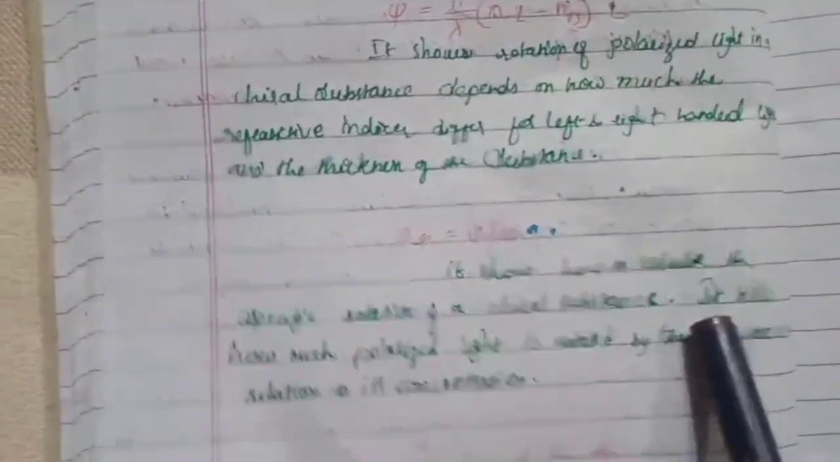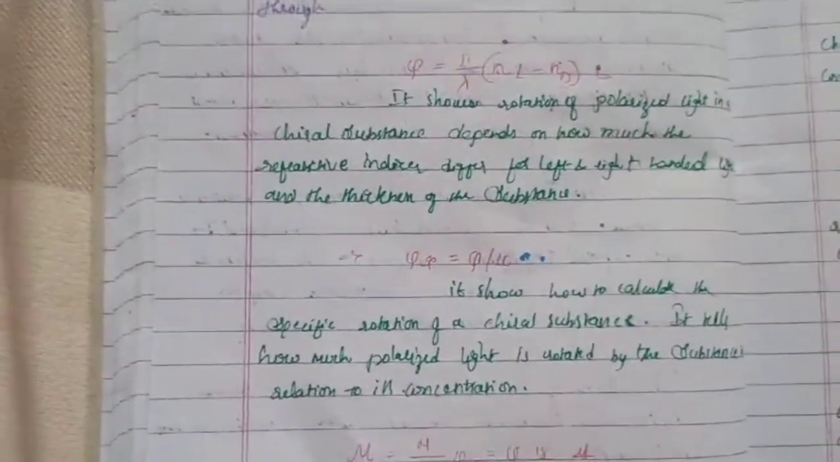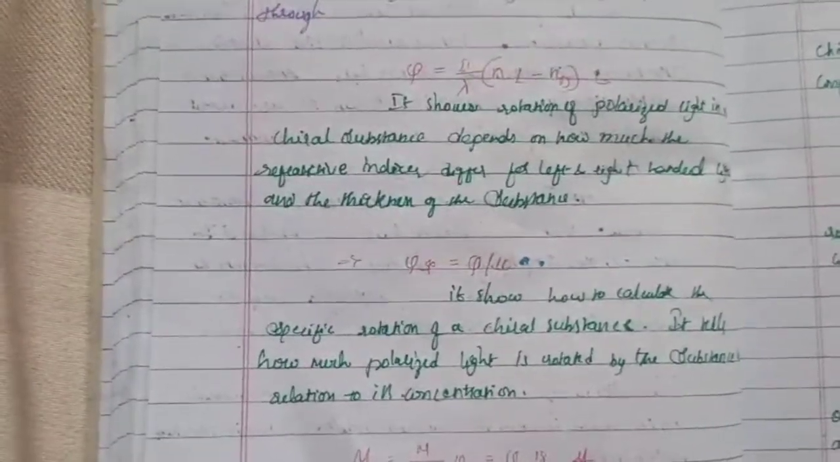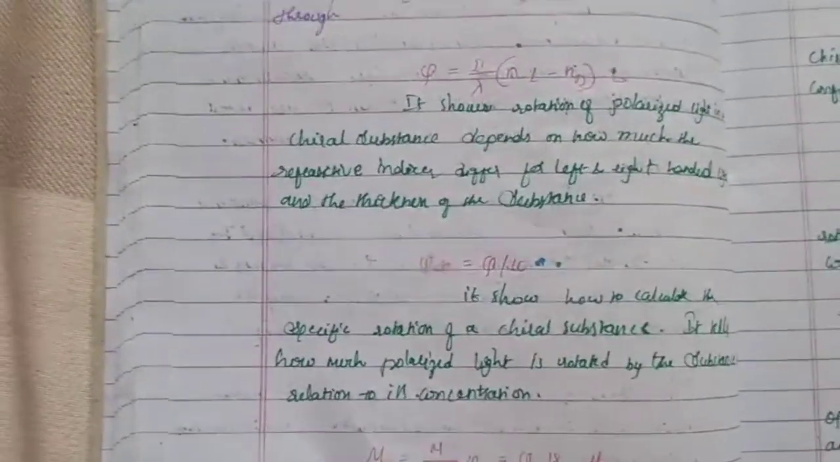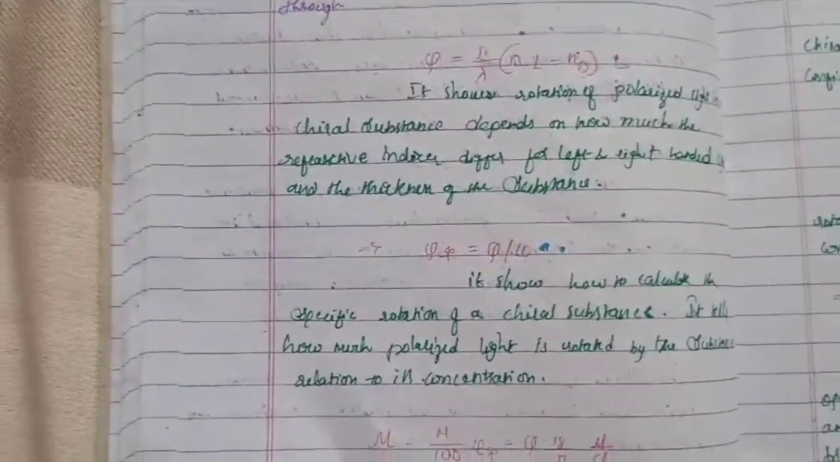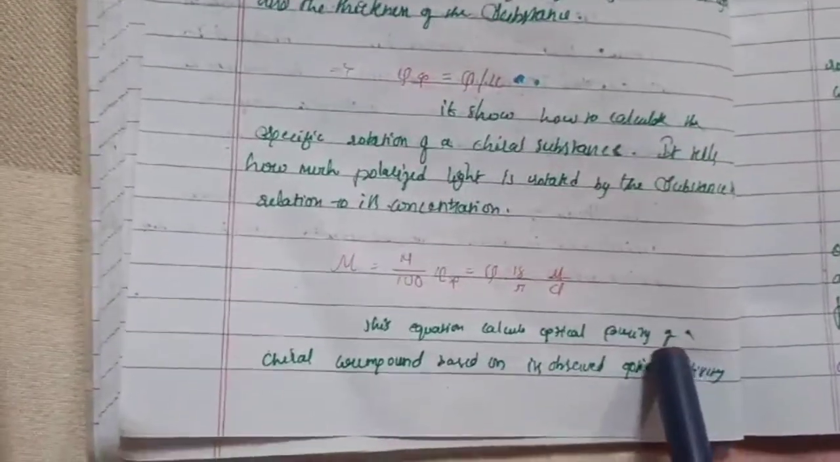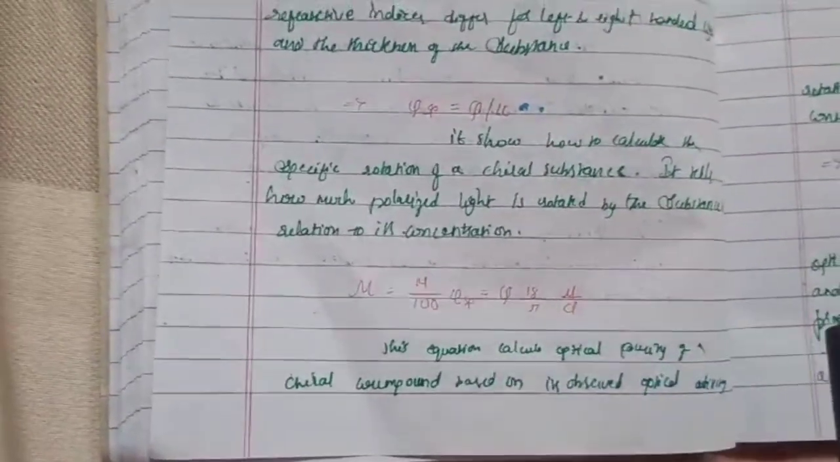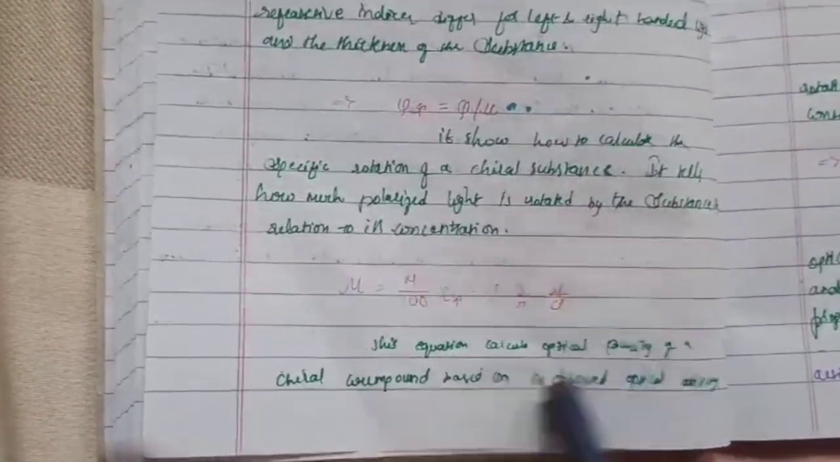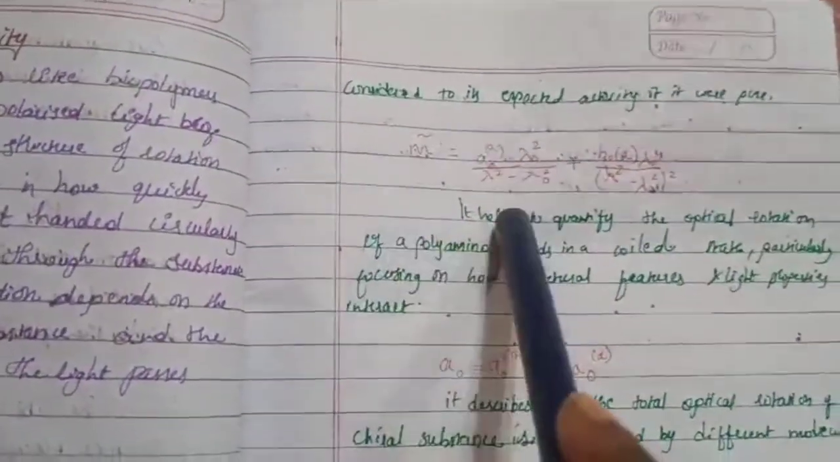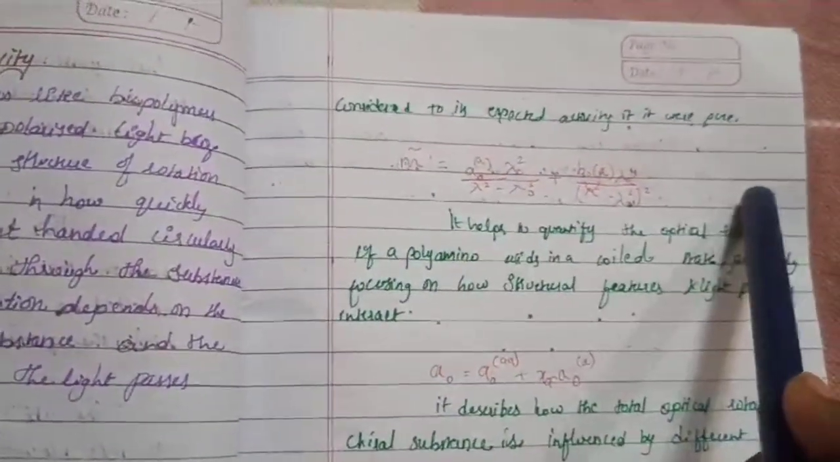The next equation shows how to calculate the specific rotation of the chiral substance. It tells how much the polarized light is rotated by the substance in relation to its concentration. And this equation calculates the optical purity of the chiral compound, based on its observed optical activity compared to its expected activity were it pure.